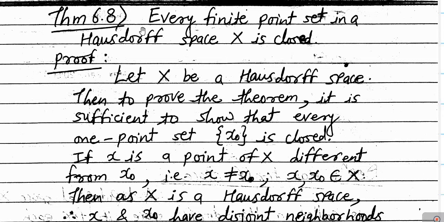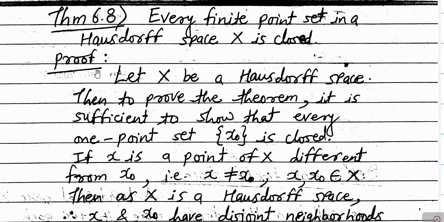The first important result about the Hausdorff space is Theorem 6.8, and the statement of this theorem is: every finite point set in a Hausdorff space X is closed. That is what we have to prove here. To prove that every finite point set in a Hausdorff space is closed, it is sufficient to show that every singleton set, that is, one point set in a Hausdorff space, is closed. So we will show it in this way. This is our plan of action.